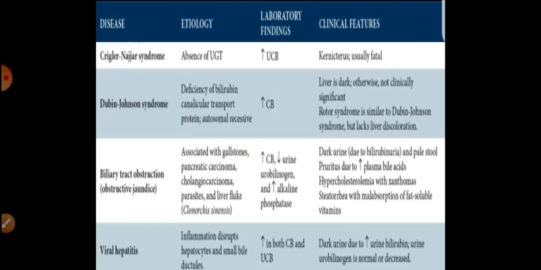In type 2 Crigler-Najjar syndrome, the activity of uridine glucuronide transferase is slightly decreased, but it is viable. The child can survive.